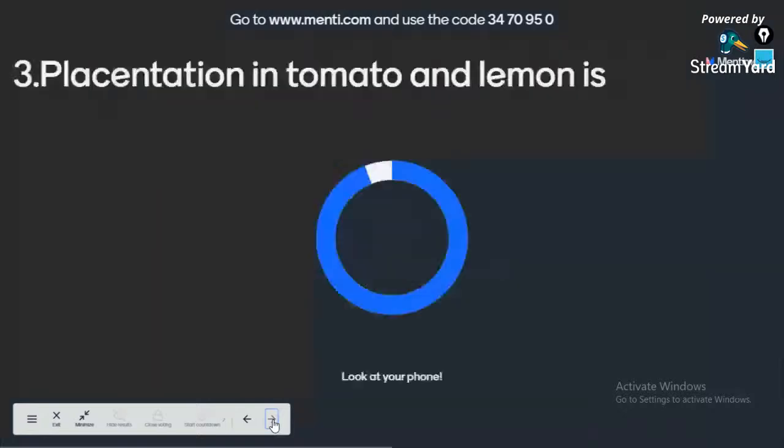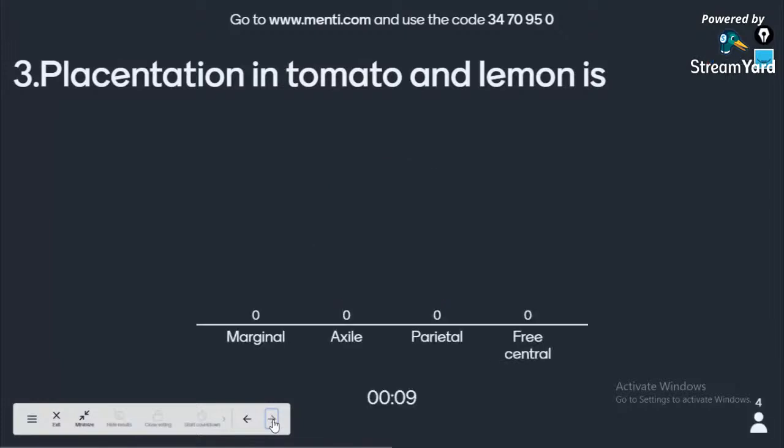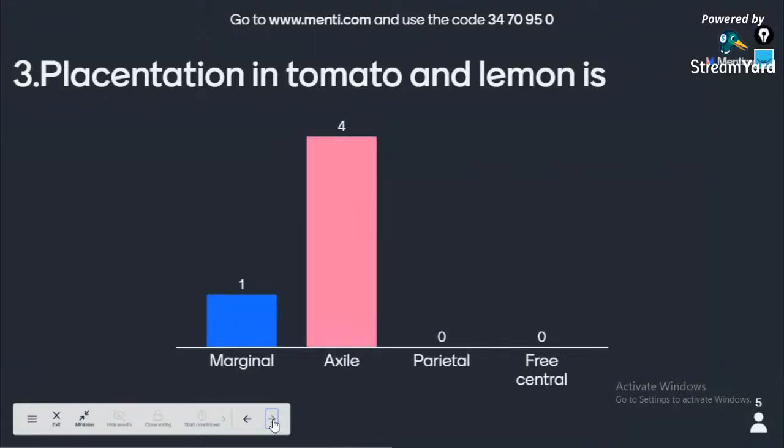Third question on the screen. Placentation in tomato and lemon is: marginal, axial, parietal, free central. Guys, it is axial placentation in tomato and lemon. It's there in your NCERT. Fourth question on the screen.